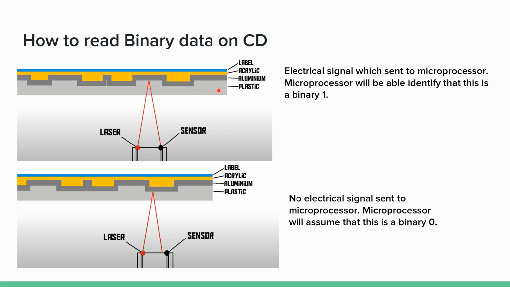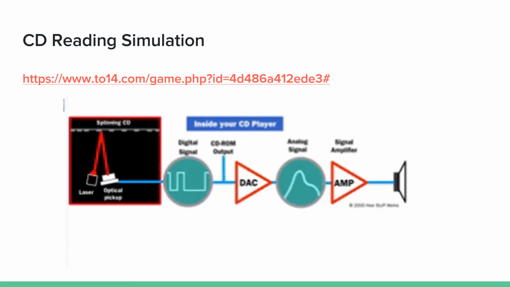How to read binary on a CD. The electrical signal is sent to the microprocessor using a laser and a sensor. The microprocessor will be able to identify that this is a binary 1. If it is a 0, no electrical signal will be sent to the microprocessor, and the microprocessor will assume that this is a binary 0.